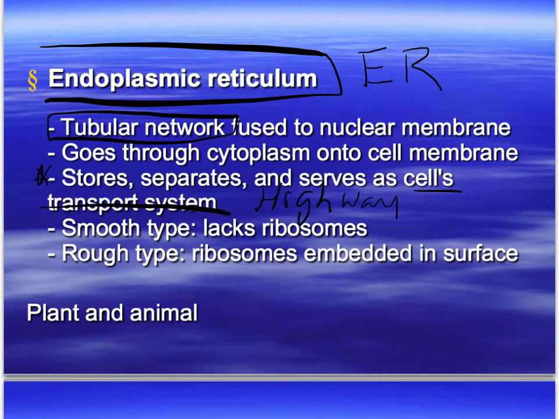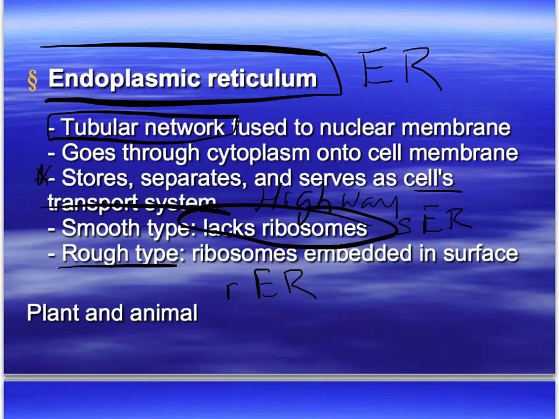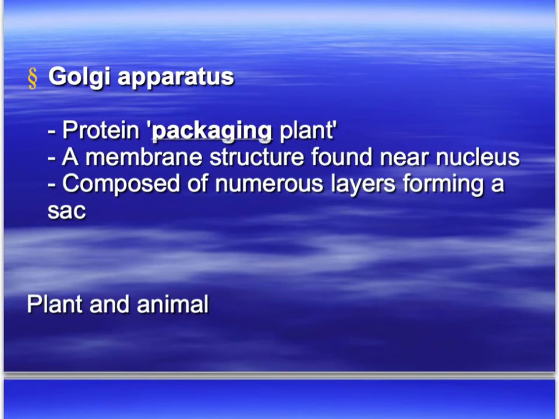The smooth ER, or the SER, is the part of the endoplasmic reticulum that does not contain ribosomes. So this is the part of the ER that does not receive proteins that are made from the ribosomes. The rough ER, or the RER, is the area where ribosomes are actually embedded in the surface. The reason we call it the rough ER is because when it's looked at under a microscope, it appears to be rough because of the ribosomes that are present.